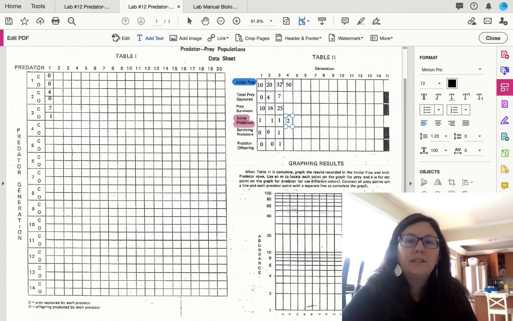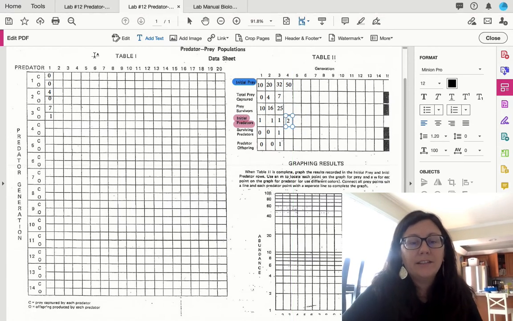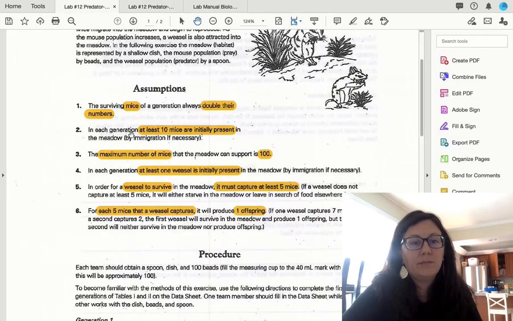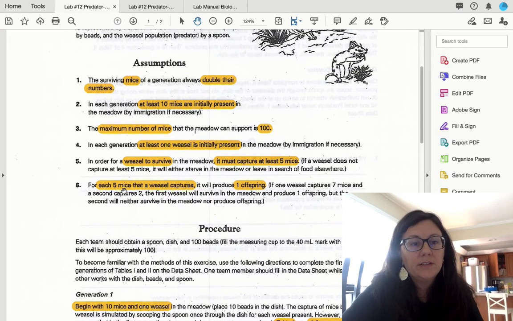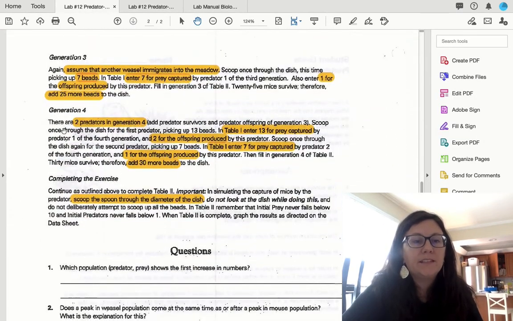Now let's see what happens in the fourth generation. This is the last generation that they give us before we start doing it ourselves. So in the fourth generation, it says there are 2 predators in generation 4. Let's see, add predator survivors.